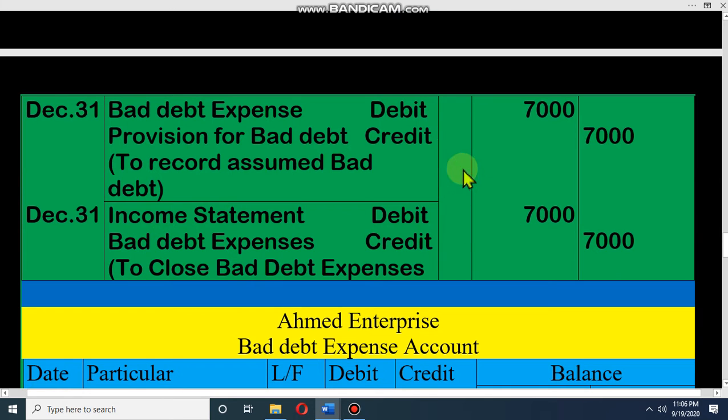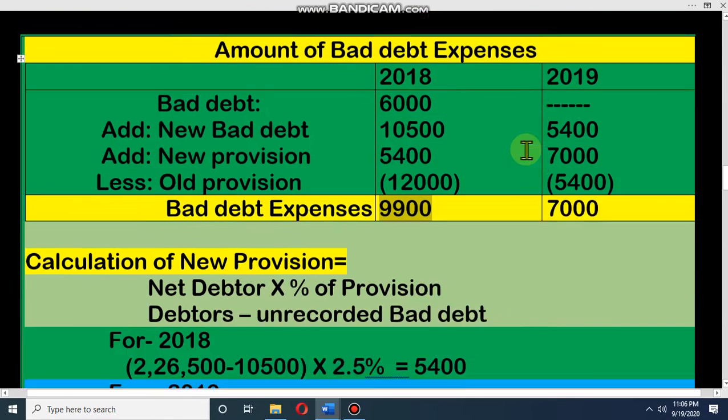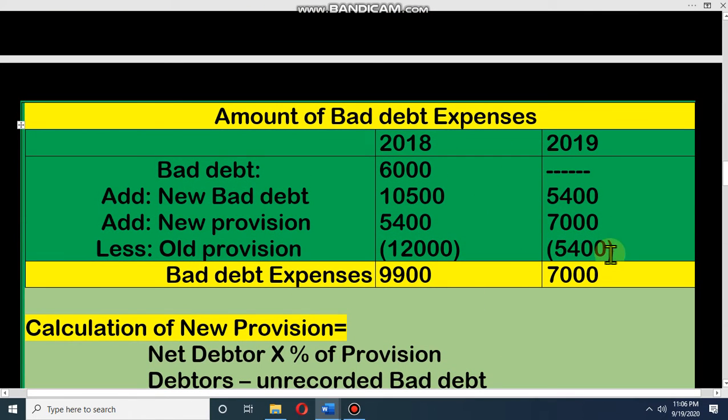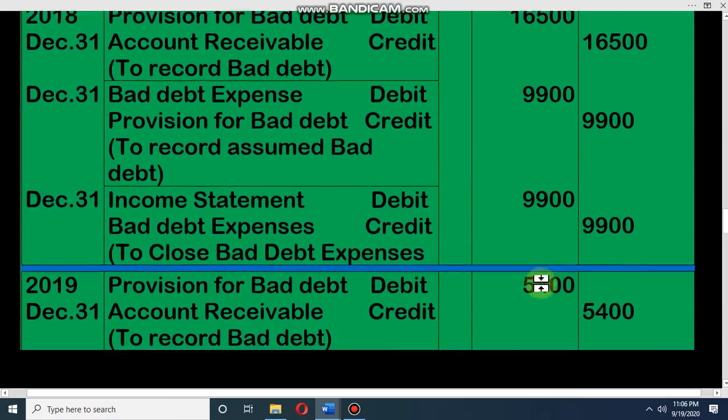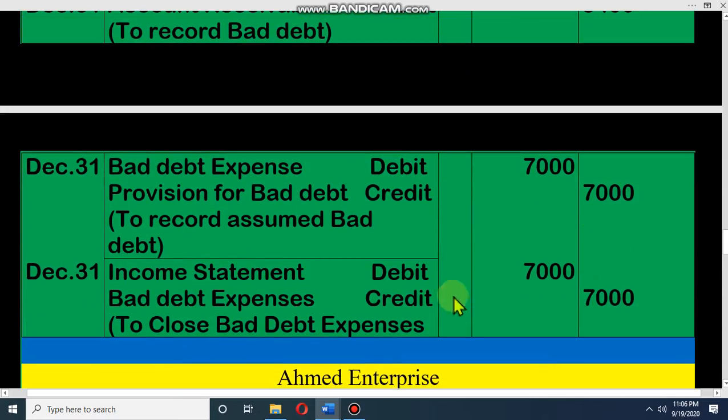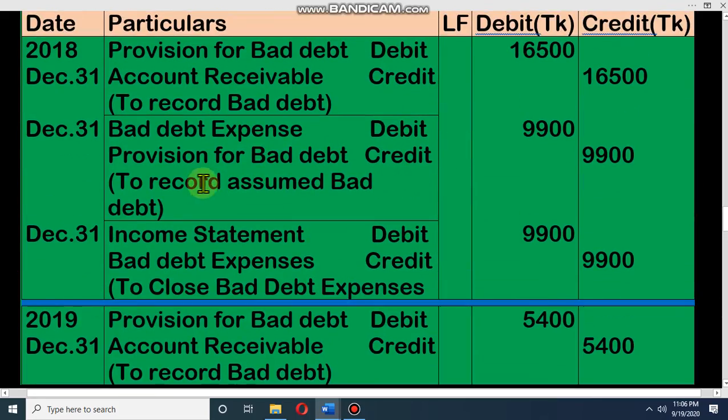For next year, look at bad debt expenses, provision for bad debt, and income statement, bad debt expenses. That means we have to repeat the same journal, and only the amount changes here, because this year it was 9,900, and this year it is 7,000. So dear student, the amount will be 7,000 this year. I hope you understand the journal. If it is for 1 year, 2 years, or 3 years, same journal.